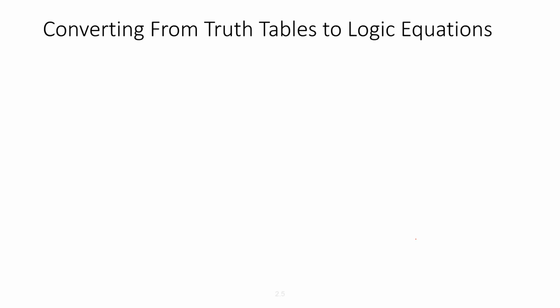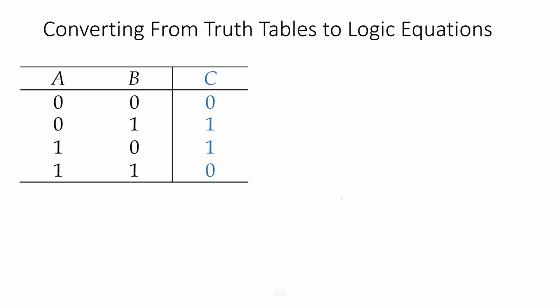So once we have a truth table that describes the overall logic of a system, we might want to be able to convert that to a logic equation and ultimately to a circuit design. Let's say we have this truth table. This is the same one we started with at the beginning of the video, where we have two inputs, A and B, and an output, C.